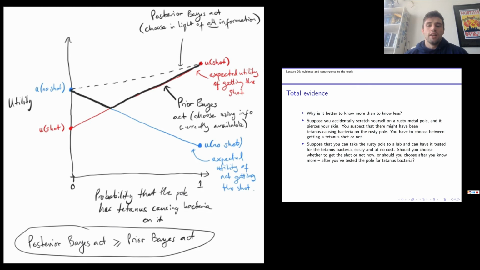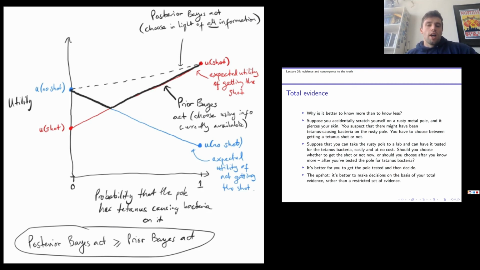If the probability that the pole has tetanus bacteria on it is 0, of course, then deciding now or after you get the pole tested results in the same expected utility, and in that case you would choose not to get the shot if you were maximizing expected utility. And if the probability that the pole has tetanus bacteria on it is 1, then deciding now or after you get the pole tested results in the same expected utility, and in that case we see that you would choose to get the shot. But the point is, for any other value of P, the probability that the pole has tetanus bacteria on it, it's strictly better for you to choose whether to get the shot or not after you have had the pole tested and got the results back.